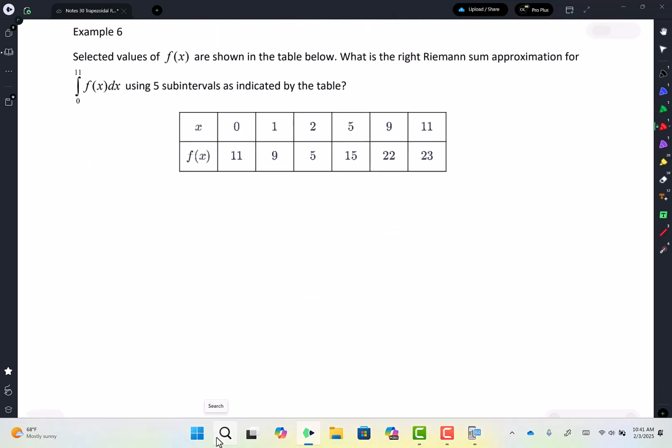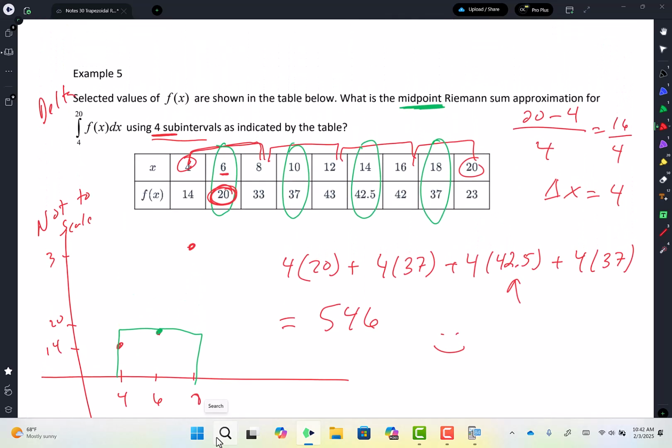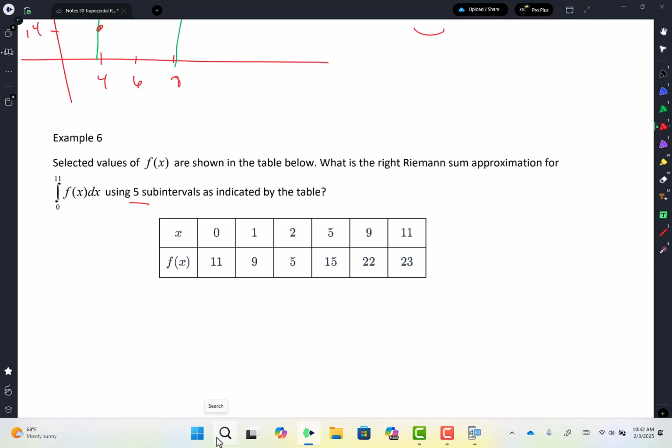All right. So you guys help me out. We're doing a right Riemann sum. How many intervals do they want? 5. Let's see. Are they even intervals? No, they're not. Indicated by the table. So these are not the same spaced out delta x like these were. They want you to use these specific ones. Here are the 5. 1, 2, 3, 4, 5.